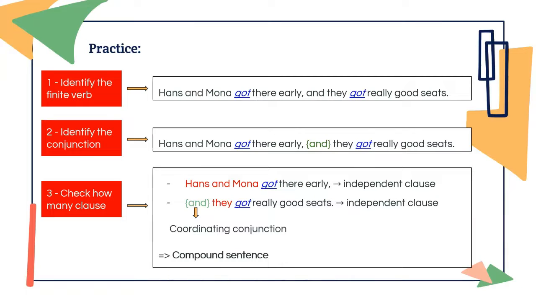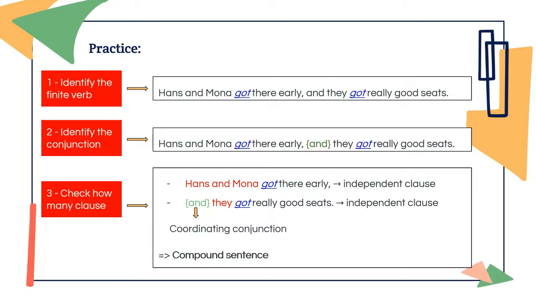The first sentence is "Hans and Mona got there early and they got really good seats." The first step to identify the sentence is to identify the finite verbs. In the first clause we can find "got," and in the second clause we can also find "got" as the finite verb.